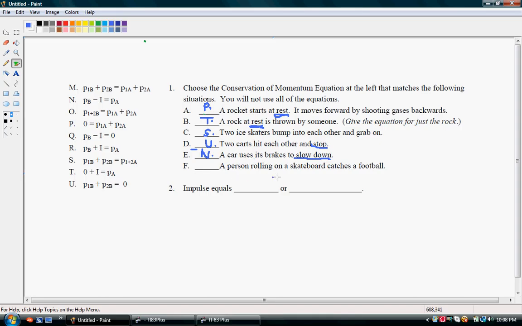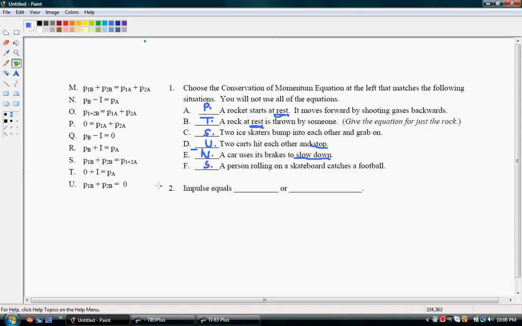Okay, and then a person rolling on a skateboard catches a football. So we have a person and a football that were both moving before, and the person's rolling on the skateboard, the football's flying through the air, and then they become one object as soon as the person catches the football. So we're looking for a situation with 2 before and a combined momentum afterwards, which would be S again.